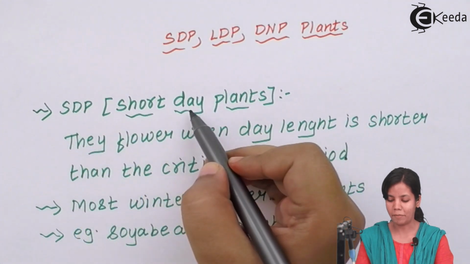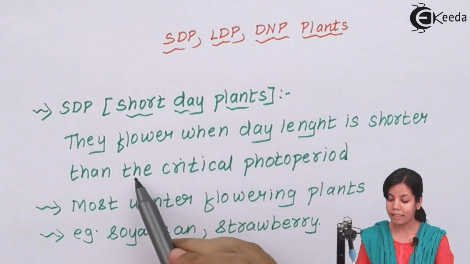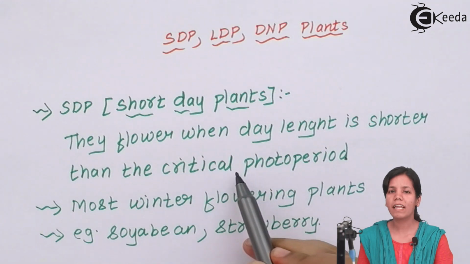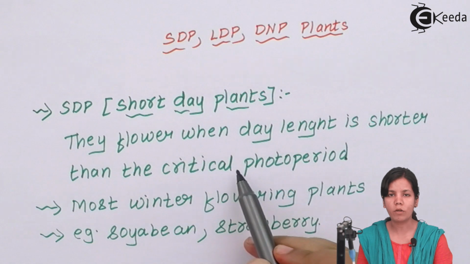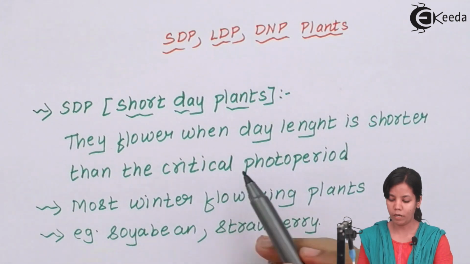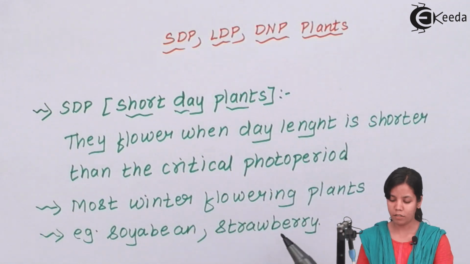SDP or short day plants. They flower when the day length is shorter than the critical photoperiod. When I say critical photoperiod, it means the exact or approximate amount of sunlight that a plant needs. During winters, you all know that the nights are long and the day is short. So the plant needs some minimum or exact amount of sunlight for its growth. Not beyond the critical photoperiod will the plant grow. These are mostly winter plants. Examples of this are strawberry or soya bean.